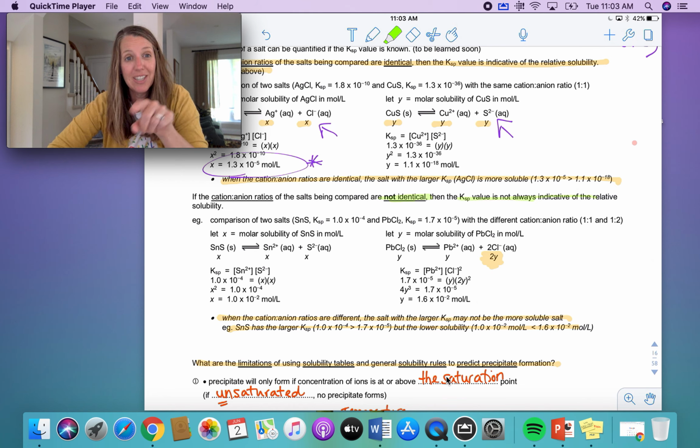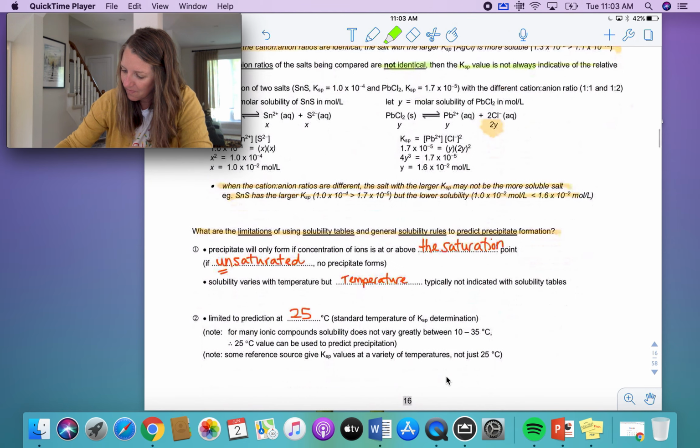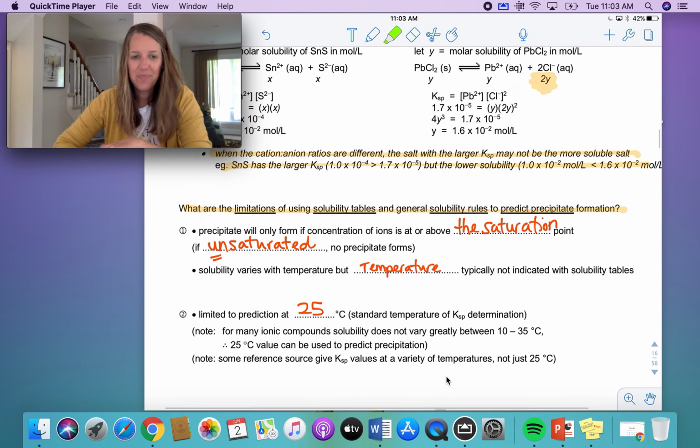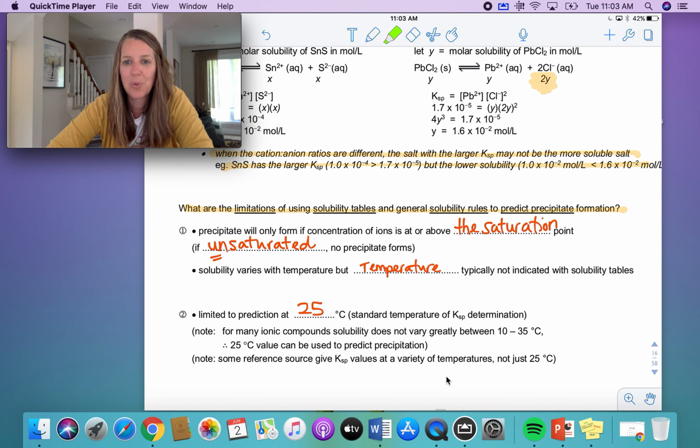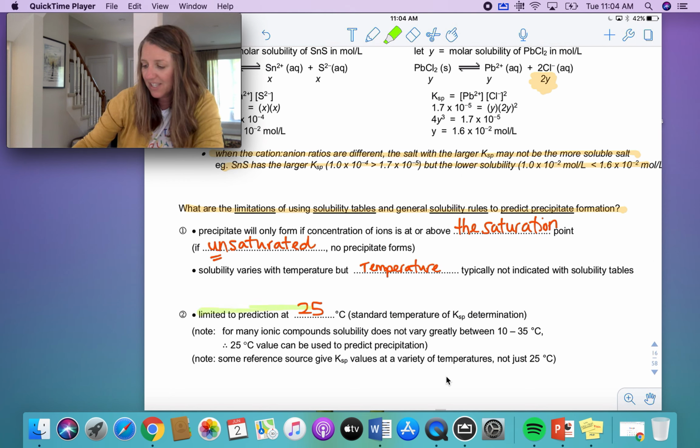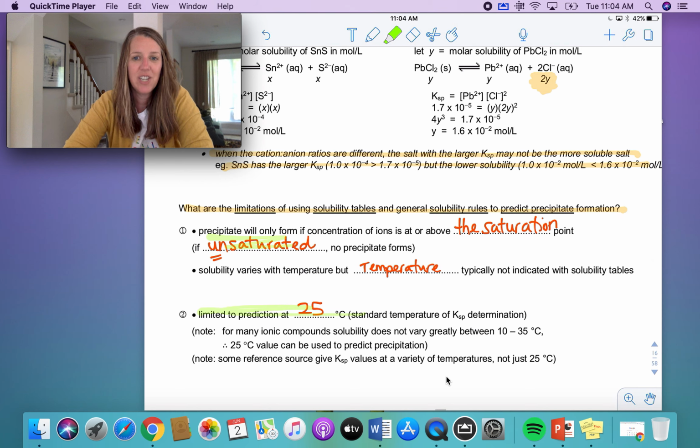So that's why there are limitations to using the solubility table, and here they are. Limitations when you're using the solubility table and general solubility rules to predict whether a precipitate forms. Well, the precipitate's only going to form if the concentration of ions is at or above the saturation point. If it's unsaturated, then no precipitate's going to form. It varies with temperature, and it's limited to predictions at 25 degrees.